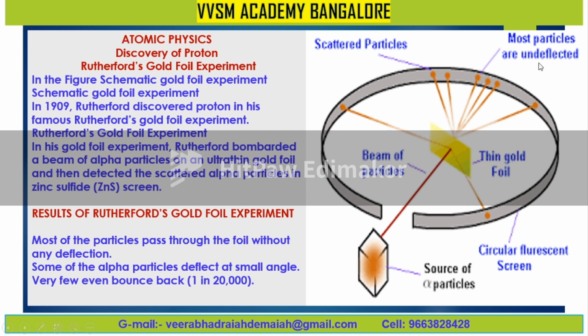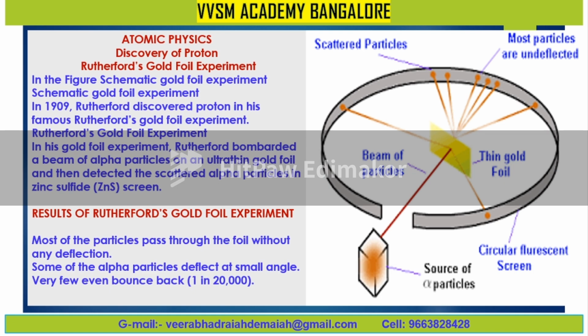Most of the particles are undeflected here, scattered particles. This is the source of alpha particles from a radioactive element. The alpha particles are bombarding through this thin gold foil, which is the famous Rutherford's Gold Foil experiment, my dear friends.